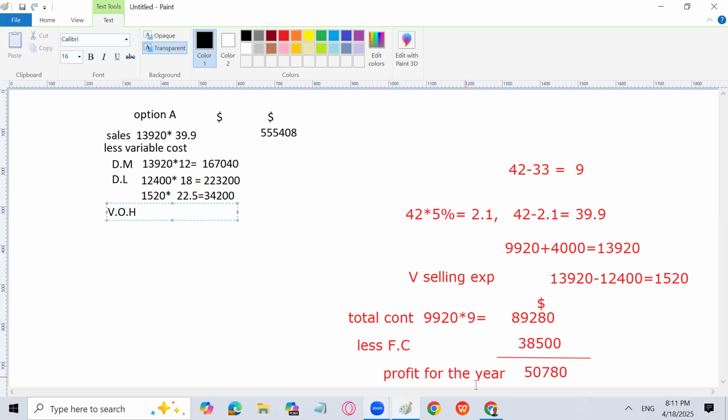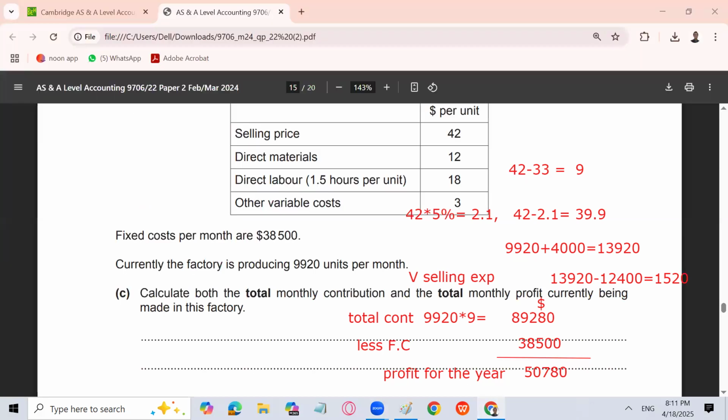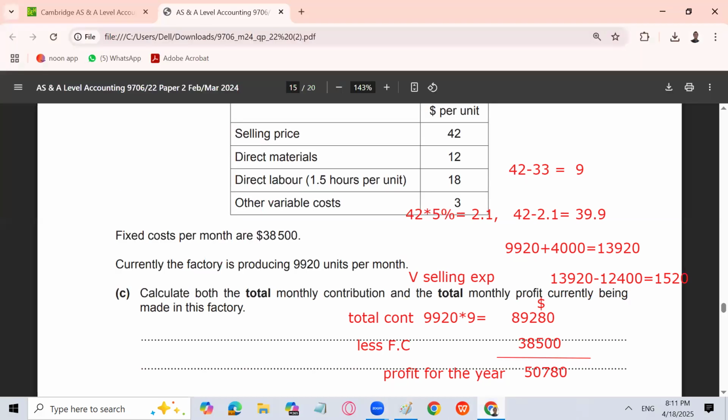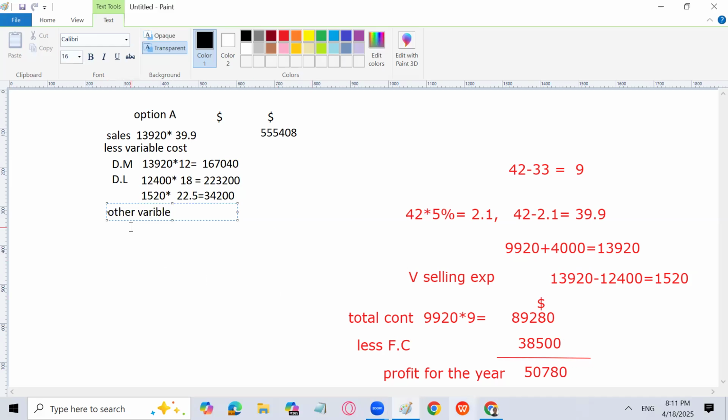Let's see. I think it is other variable cost, so I will change it, not overhead. That is going to be the other variable cost. So how much is it going to be? That will be 3 per unit. So 13,920, if you multiply with 3, what is the amount? 41,760. And then comes the selling expense.